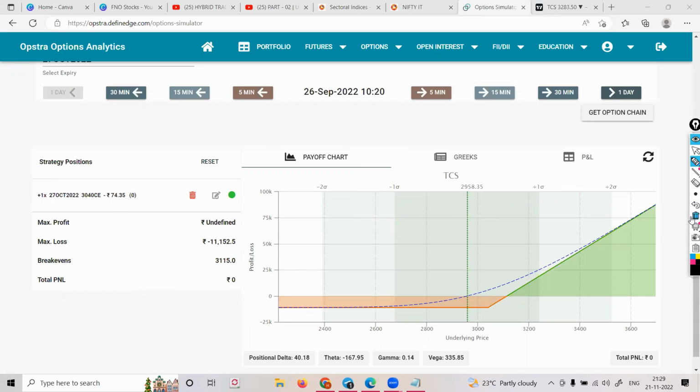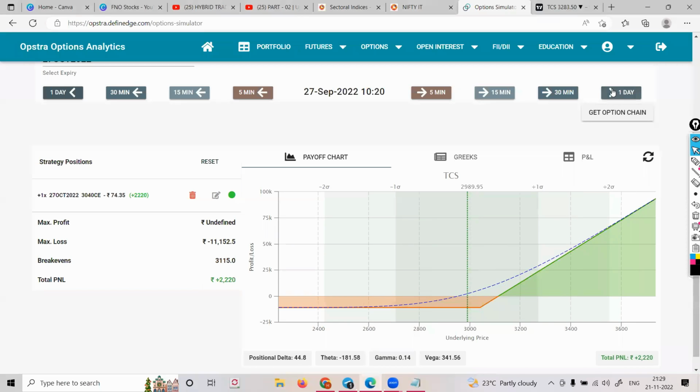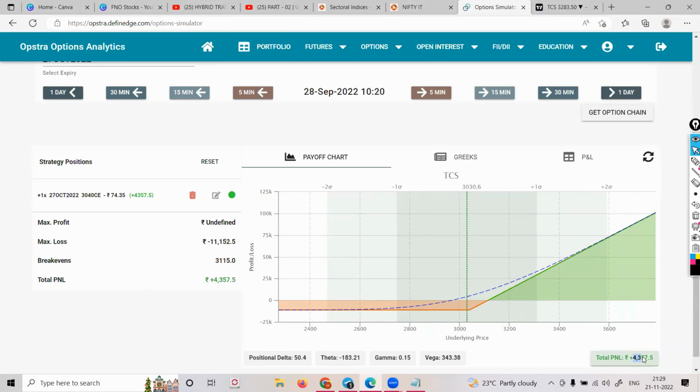Okay, let me take you to this trade. Let me take you to day 1. Let me take you to day 2. Now I have the profit. So what should I do to convert this to a debit spread?